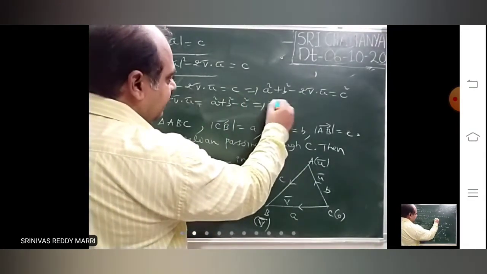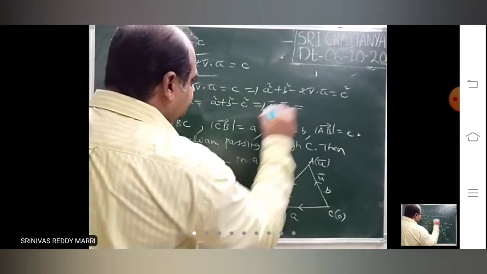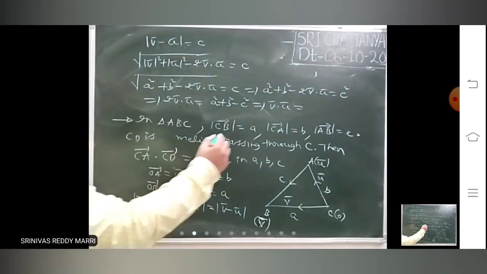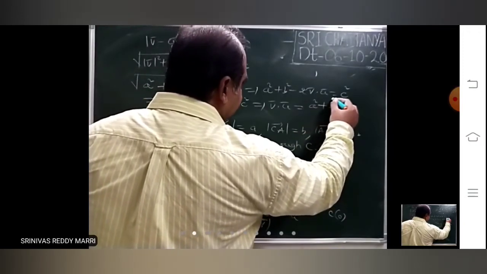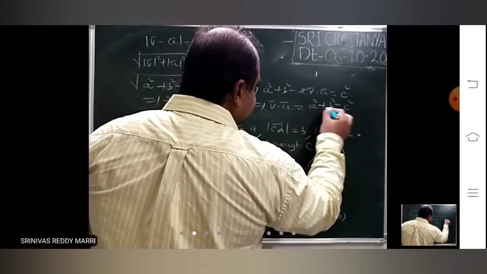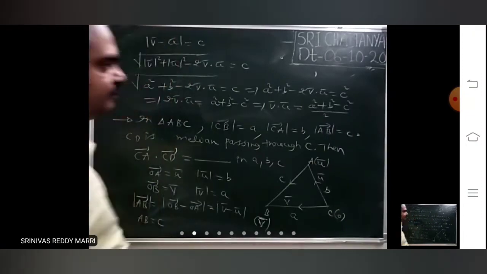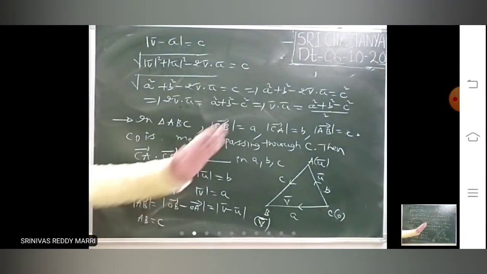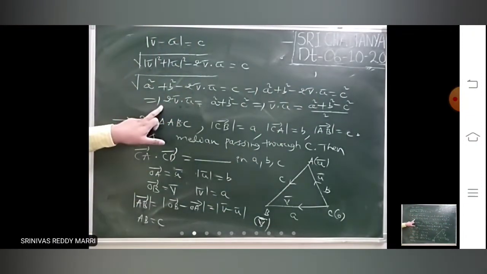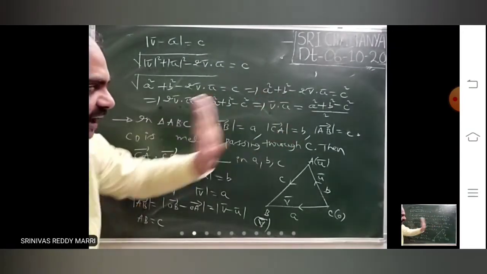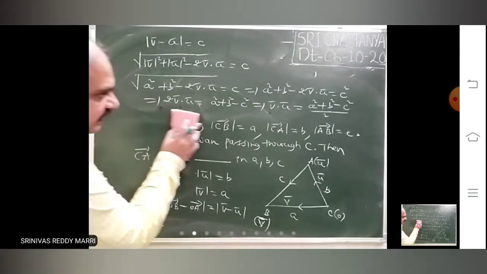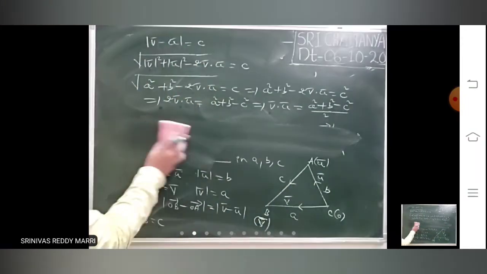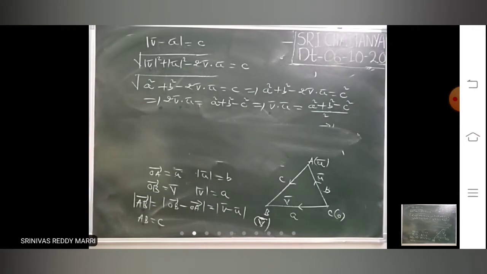So what is V bar dot U bar? V bar dot U bar is nothing but A square plus B square minus C square divided by 2. V dot U on that side and C square on this side, you will get this. So therefore I got V dot U. Now what do I want to calculate? CA bar dot CD bar. Look at how to calculate.